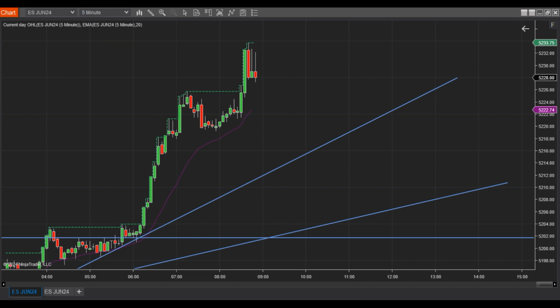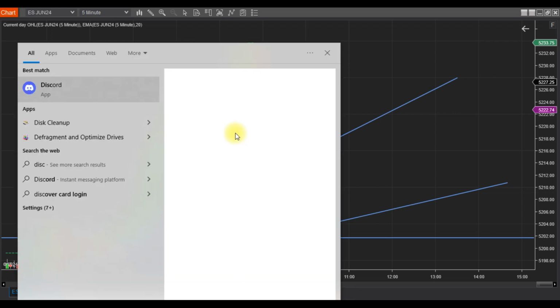Microsoft is already back up to the top of the range. I do know some of my people in my group are probably going to double tap Microsoft here. That's so awesome. We double tapped Abbott not long ago too.